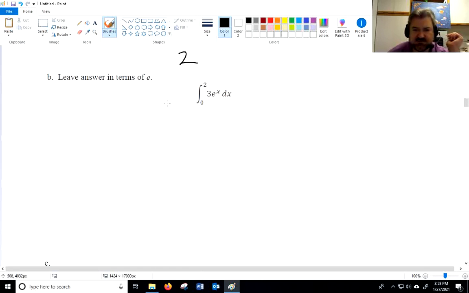All right, this one here, we're told to leave our answer in terms of e. Okay, let's integrate. The integral of 3e to the x is 3e to the x, which we will integrate from 0 to 2.